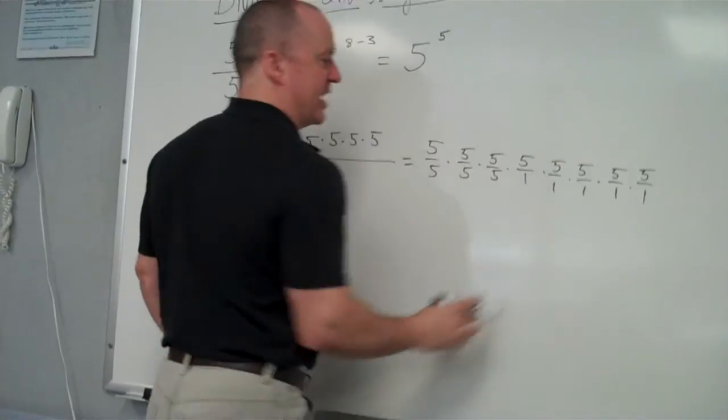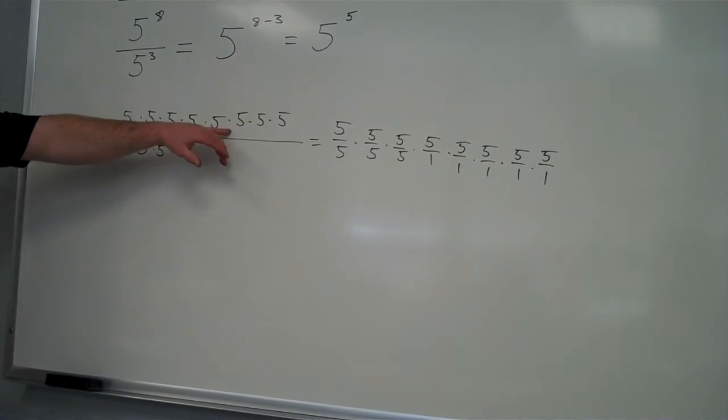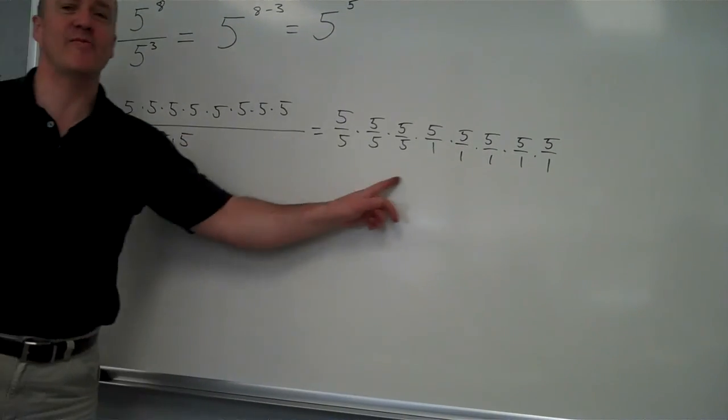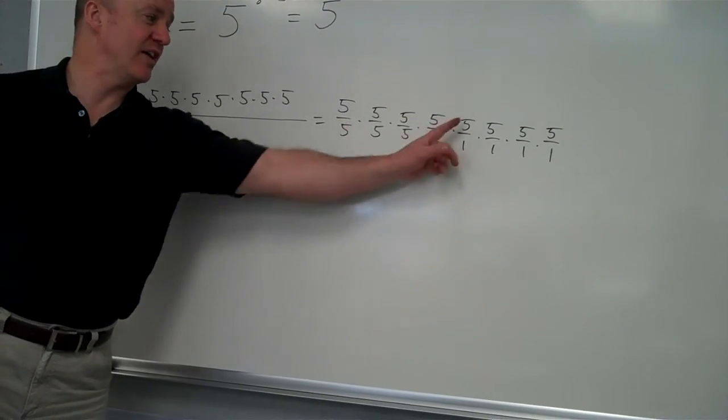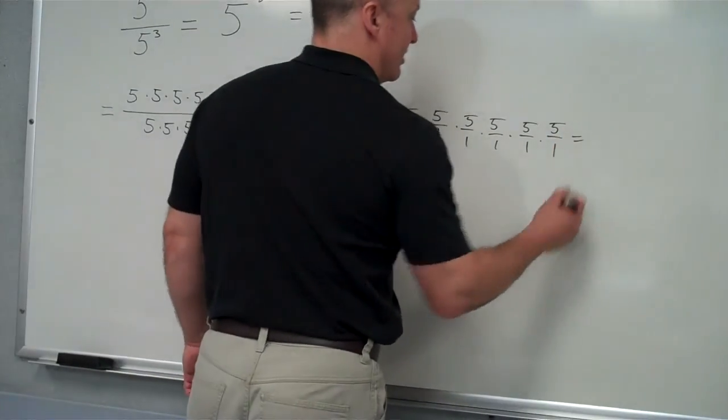1, 2, 3, 4, 5. Yeah, okay, that makes sense. So now, I've split this up. Instead of having 8 5s on top and 3 5s on the bottom of one fraction, I've made 8 fractions. 8 5s on the top, 3 5s on the bottom, and 1s the rest of the way.